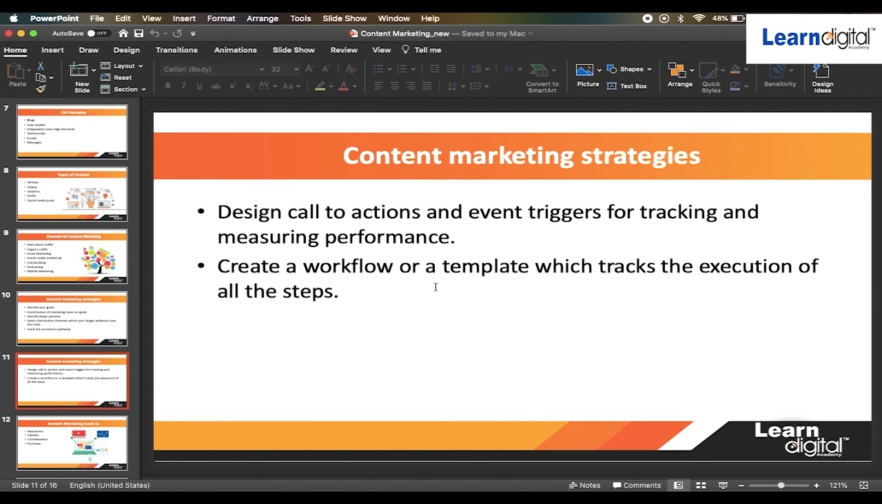Now, what are the strategies that you need to have? First of all, you need to design call to actions and event triggers for tracking and measuring performance. Of course, tracking, as I said in the last slide, is pretty important, because if that strategy actually works out, then you will get to understand the cohorts of it and create a workflow or a template which tracks the execution of all the steps.